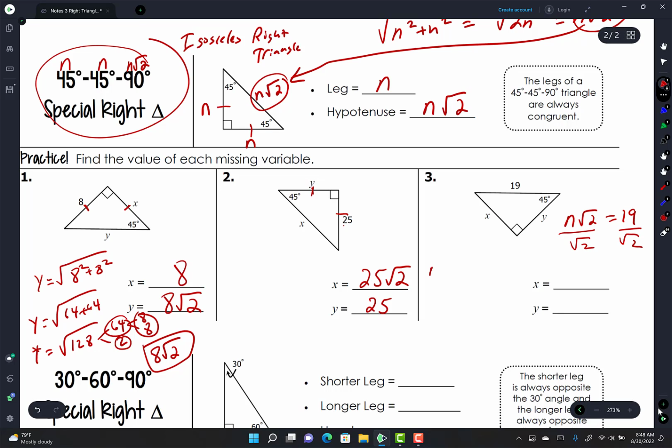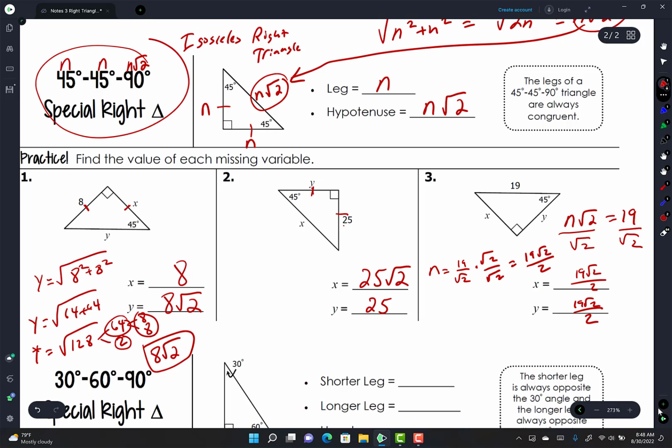That is the answer, but you want to rationalize, meaning I don't want a radical in the denominator. So I'm going to multiply by square root of 2 over square root of 2, which is just 1. So it's 19 square root of 2 over 2. That is what x and y are: 19 square root of 2 over 2.